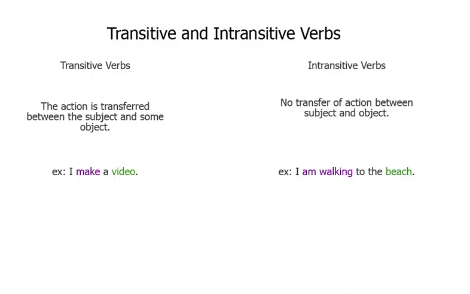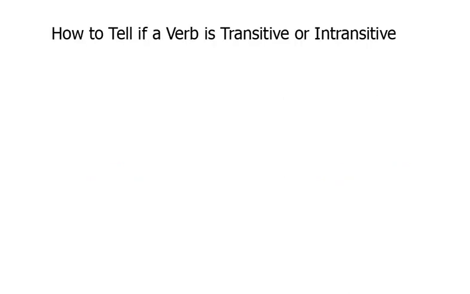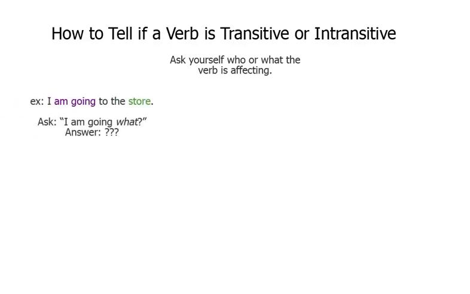An easy way to distinguish between the two is to ask who or what the verb in the sentence is affecting. If there is an answer, the verb is transitive, and if not, the verb is intransitive. For example, the sentence, "I am going to the store." In this case, the verb phrase is am going, and if I ask, am going what? There isn't a clear answer. To the store is a where, not a what. Because of this, we know that this is an intransitive verb.